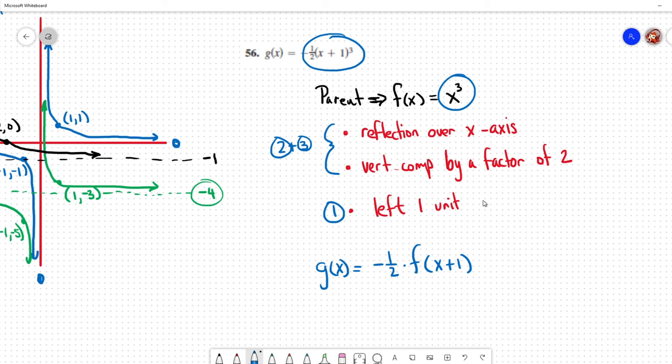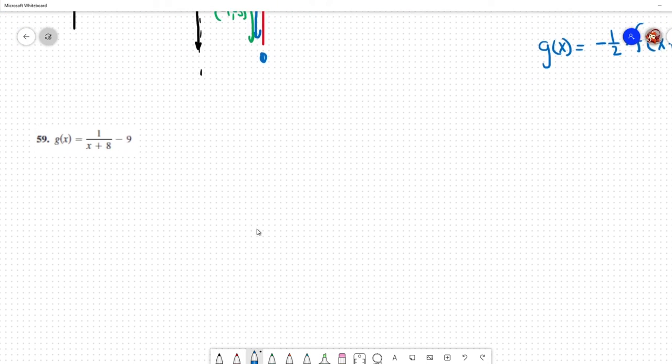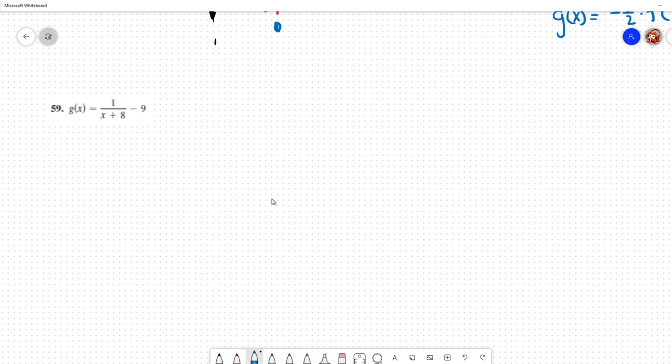All right. So now let's look at number 9, which is the same exercise. First, I want to identify the parent. What are things that I can see are transformations? The plus 8 and the minus 9 are transformations. This 1 divided by x, I can't link that to a transformation. It's not a vertical stretch, not a compression, not a horizontal stretch or horizontal compression. So that's got to be my parent. So my parent function is f of x.